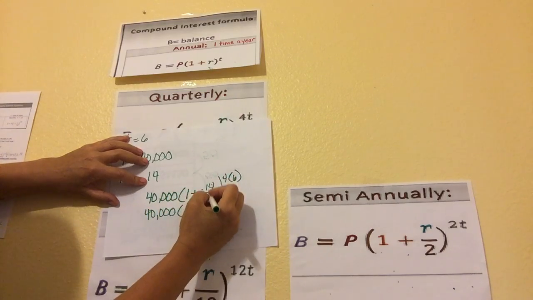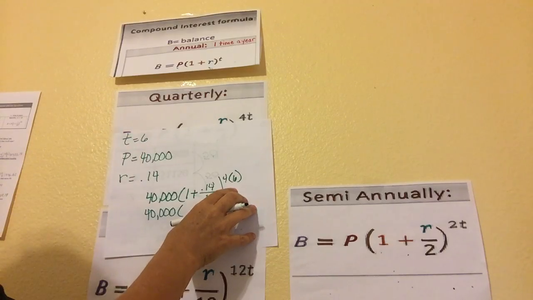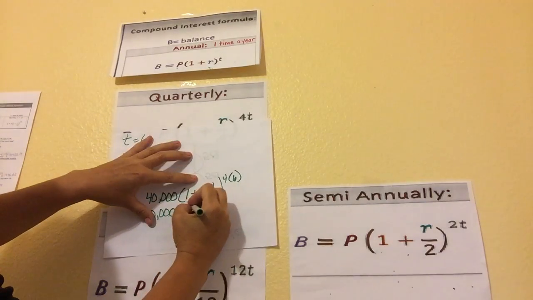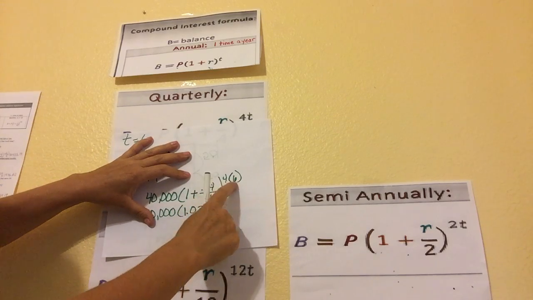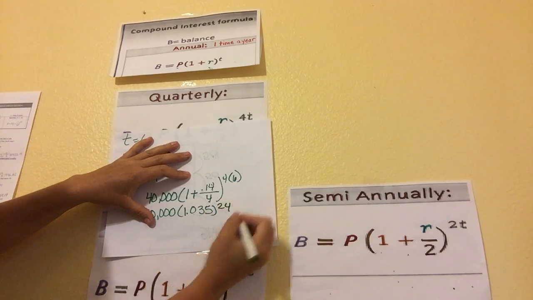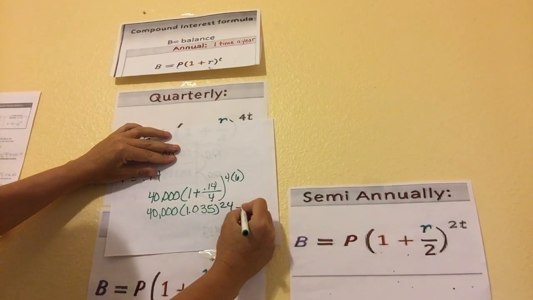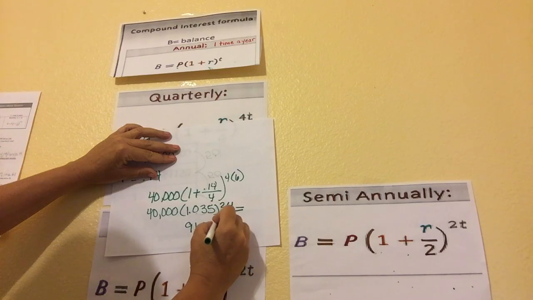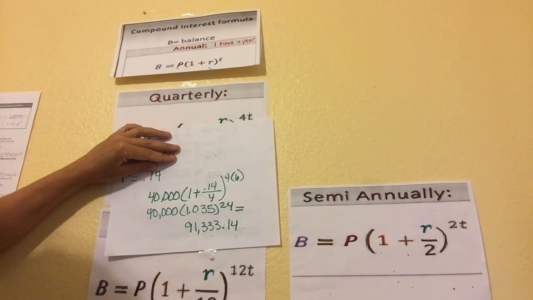And then I have to do the division here first. 4 goes into 14 plus 1. Okay, so when I do that, I get 1.035. And then I'm going to go 4 times 6 is 24. And then I'm going to plug that into my calculator. And when I do that, I'm going to get 91,333.14. Okay?